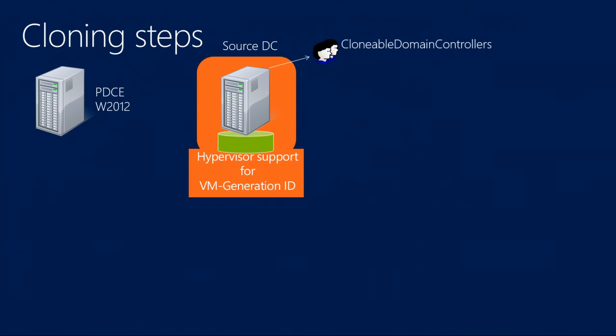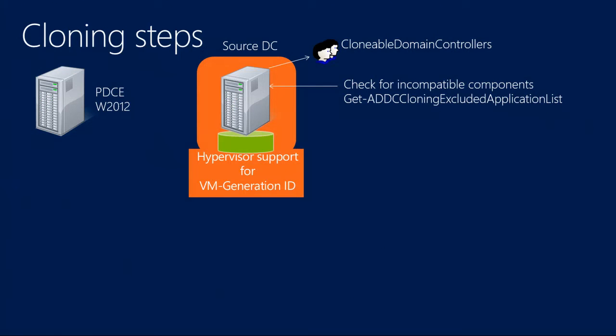We add the DC we want to clone into the Cloneable Domain Controllers group. All right? If you don't have a Cloneable Domain Controllers group, it means you do not have a 2012 PDC emulator, because that's the point that the group is created. All right? So when you actually make a 2012 server the PDC-E, then it will create that group.